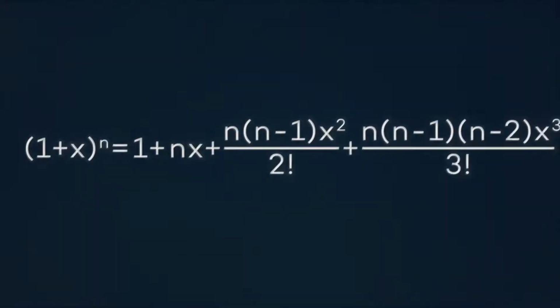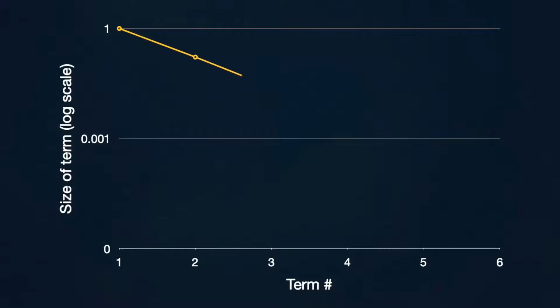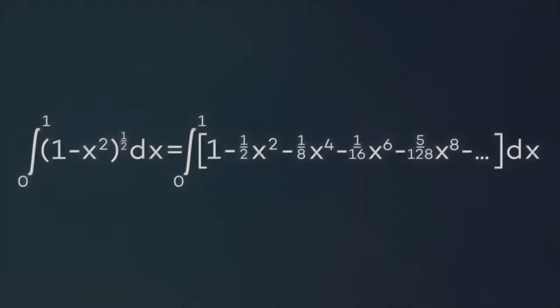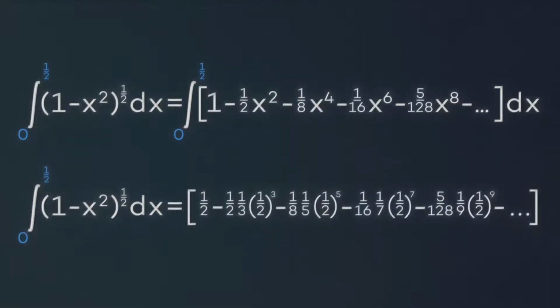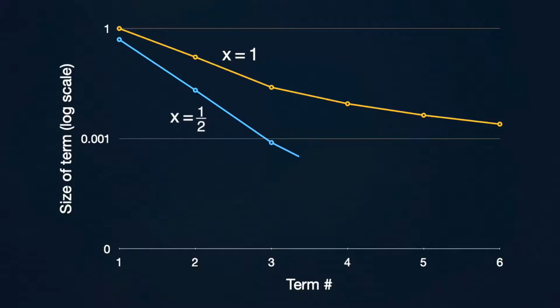You know, when you have an infinite series, you want the terms to decrease in size as fast as possible. That way you don't have to calculate as many of them to get a pretty good answer. And Newton sees if he integrates not from 0 to 1, but from 0 to a half, then when he subs in a half for x, each term will shrink in size by an additional factor of x squared, which in this case is a quarter.